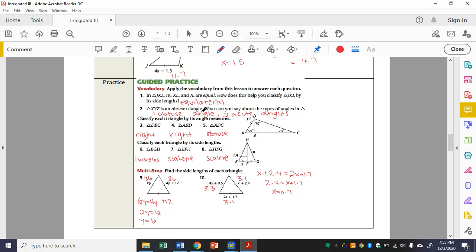If I have an obtuse triangle, what that means is, as we said, we have one obtuse angle in there and the other 2 angles have to be acute, okay?